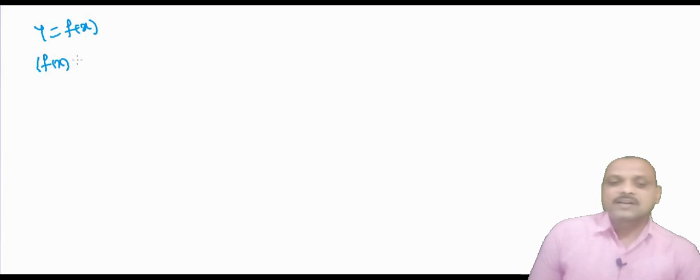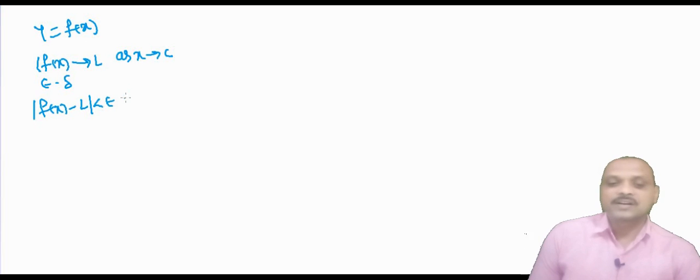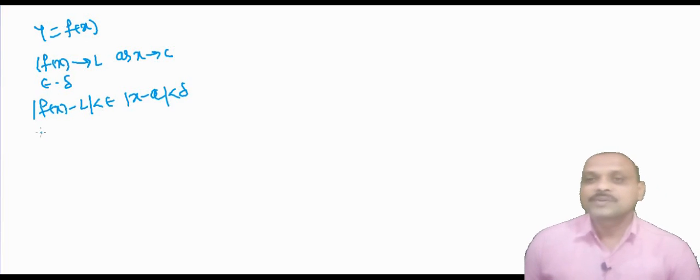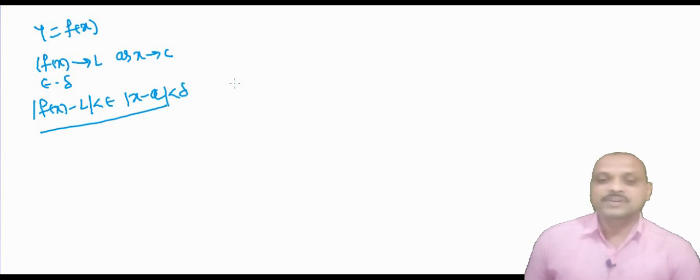Friends, whenever y is equal to f of x is a function, we say that f of x approaches L as x approaches c. This is in terms of the epsilon-delta definition: mod of f of x minus L is less than epsilon whenever mod of x minus c is less than delta. This is the epsilon-delta definition for a real number.